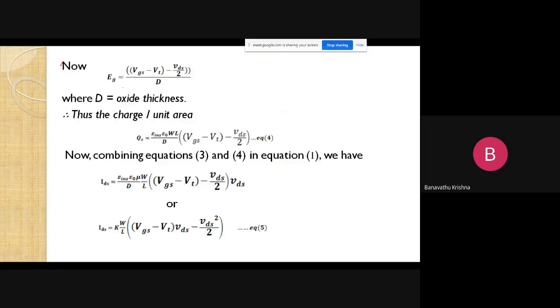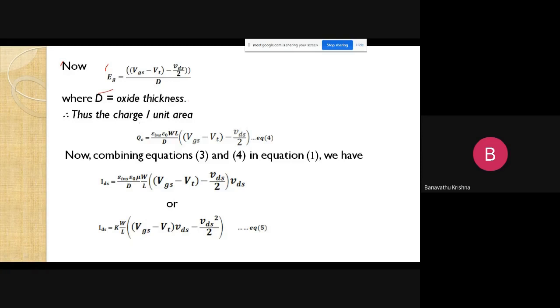Now we want to calculate the average electric field at the gate. That is equal to VGS minus VT, which is the applied voltage, minus VDS by 2, which is the average voltage, divided by D, the thickness of the dioxide layer. The difference between the applied voltage and the average drain voltage, as a ratio to the thickness of the oxide layer, is nothing but the average electric field, where D is the oxide thickness.